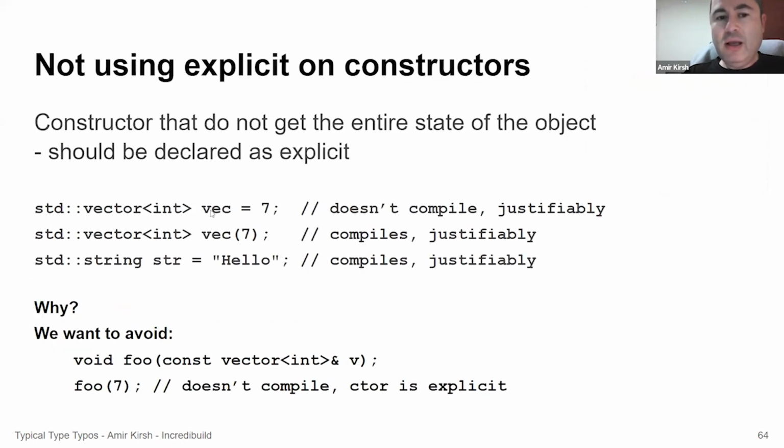Now, if you go to vector, for example, vector cannot be initialized with the 7 like that. It can be initialized only with parentheses. And the reason is because we do not want to get 7 and create a vector. Like, for example, when you call foo, we do not want to call foo with a 7 and it would not compile because the constructor of vector is explicit. On the other hand, the constructor for string is not explicit. Why? Because hello is the full state of a string. So in a way, when you think about the constructor that actually initializes a class, think, do you want to be able to have implicit casting with this constructor? And if the answer is no, I do not want implicit casting from this value, make the constructor explicit.